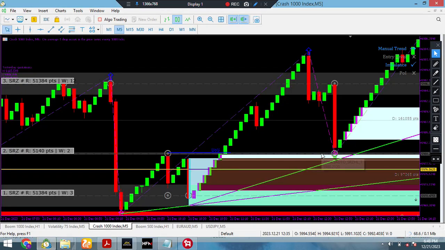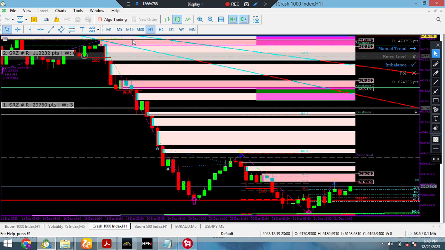Now this is Crash 1000. Something happened earlier today, so I just felt let me take a record, so that for those of you who might experience it next time, you won't feel bad. So it was on H1 at first. I noticed price was at the support zone.